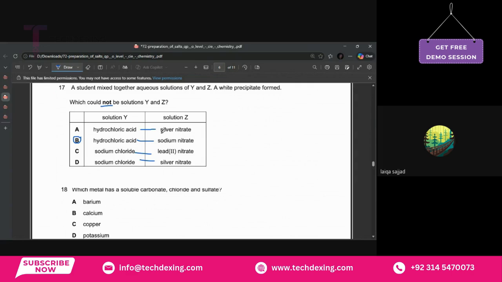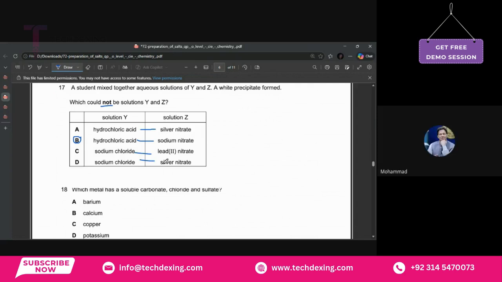Okay. What do we get when we react sodium chloride and lead nitrate? We get lead chloride. Very good. And it is also a white precipitate. And what do we get when we react sodium chloride and silver nitrate? Silver chloride, and it is also a white precipitate. Very good. And what do we get when we react hydrochloric acid and sodium nitrate? We get sodium chloride, and we know that all the nitrates and all the sodium salts are soluble.